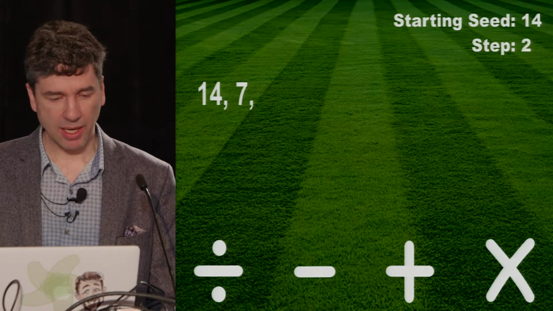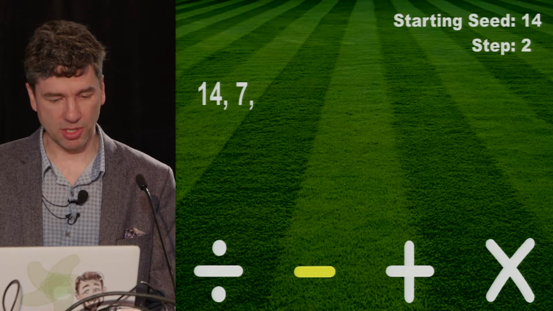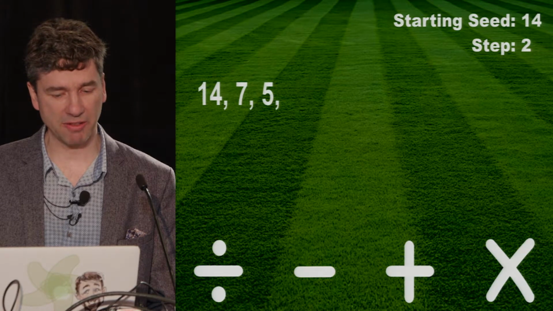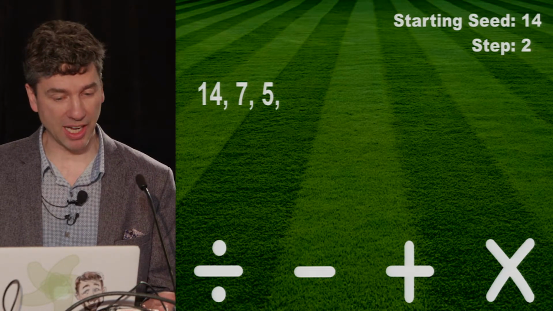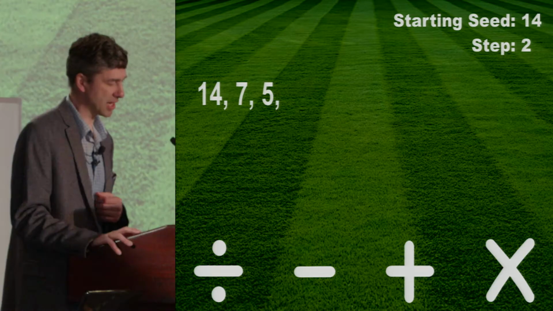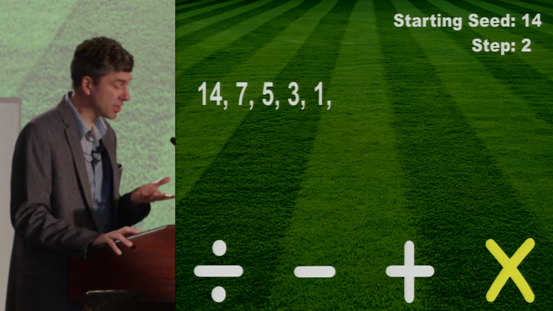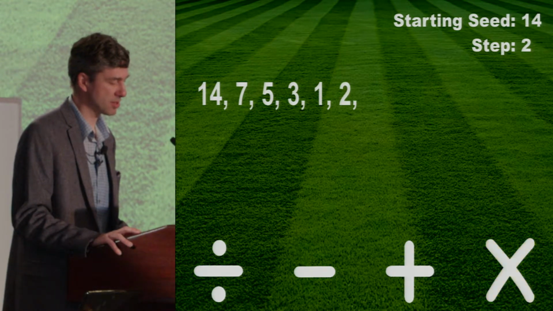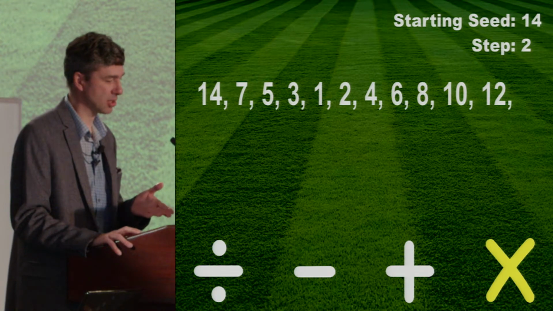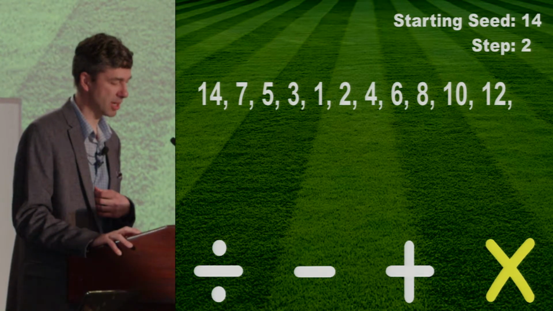Okay. Next, we go to subtraction. We get to 5. 5 can't be divided by 2 to give an integer, but you can subtract 2, you get to 3, again, 1. Now the only thing you can do now is multiplication. So we're up to 2, and we go to 4, 6, 8, 10, 12. From 12, the only place to go that we haven't gone to before is 24.